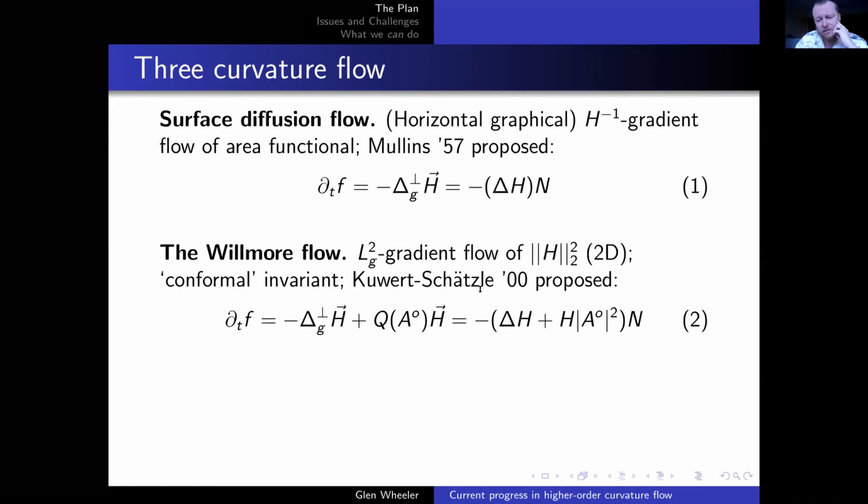And it was proposed, I'm not sure exactly when was the first reference to it, but I found some talks in the year 2000 where I think it was Ernst Kuwert gave a talk at ETH in 2000.